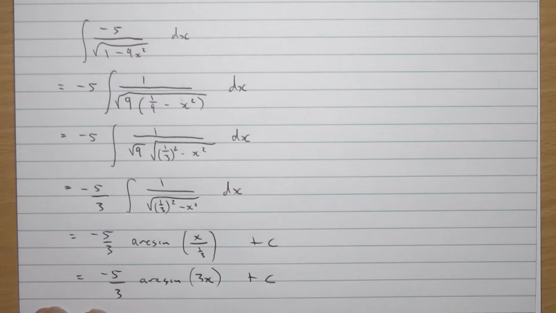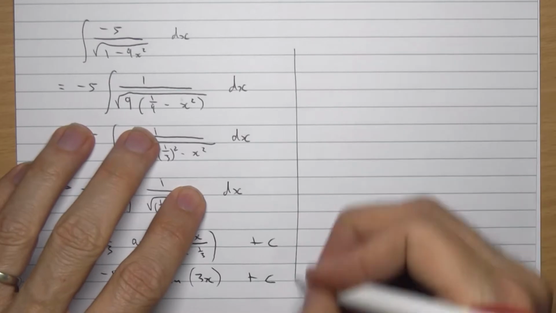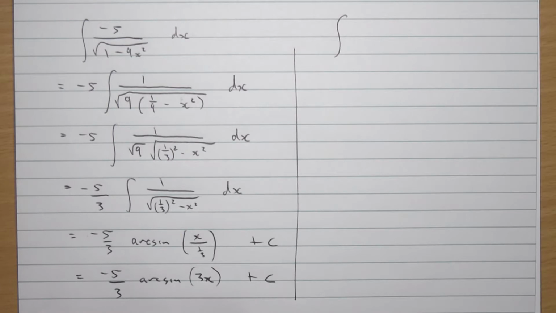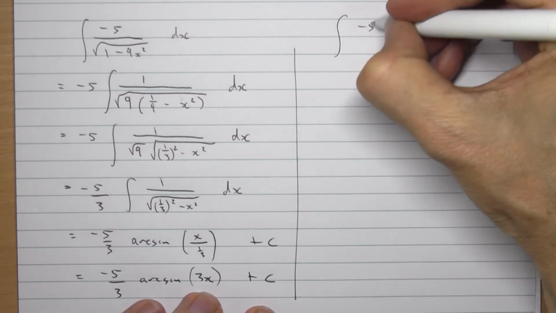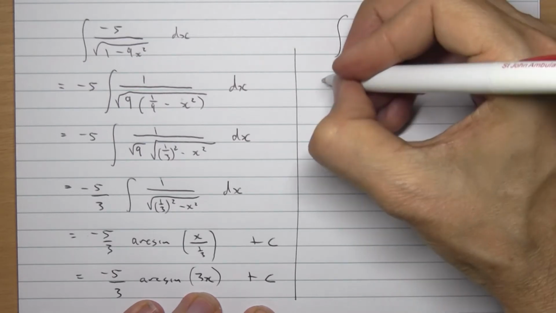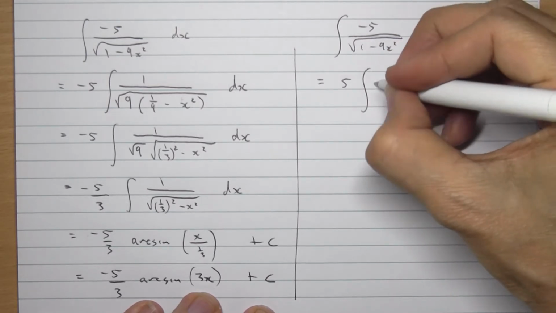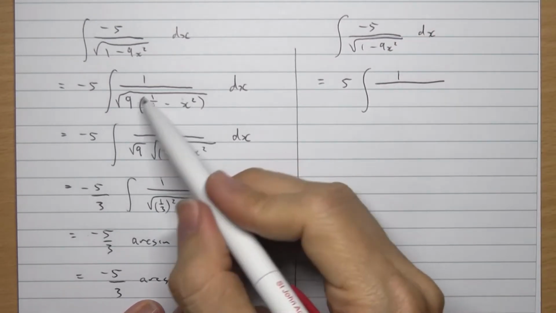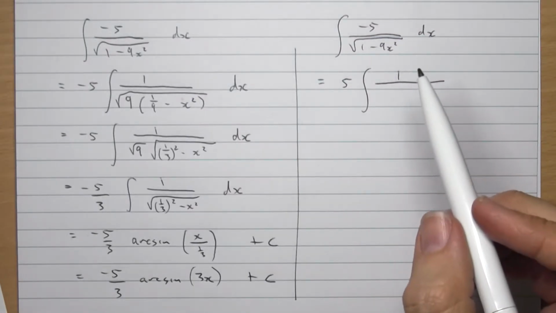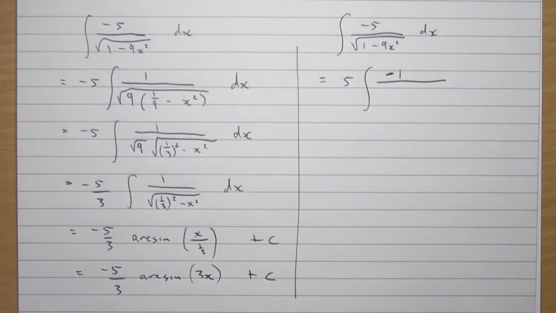Okay, what happens if I take out just the 5 and leave the negative behind? Then my integral, I probably should rewrite it if I'm going to be neat. Negative 5 over the square root of 1 minus 9x squared dx is going to be 5 times the integral of 1 over. Now I still need to do this thing because the other rule with the, what have I done wrong? Negative 1, I've got to leave my negative sign there, sorry.